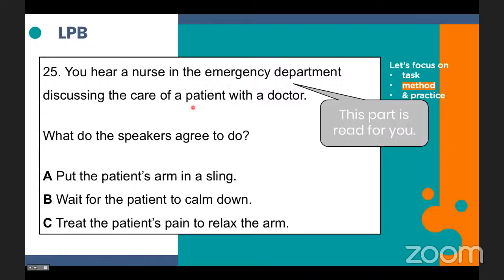Sometimes it will be a single speaker. Sometimes it will be 2 speakers. More often than not, it will be 2 speakers. So you hear a nurse talking to a doctor about a patient. This is where you really have to think, okay, who's talking to who?